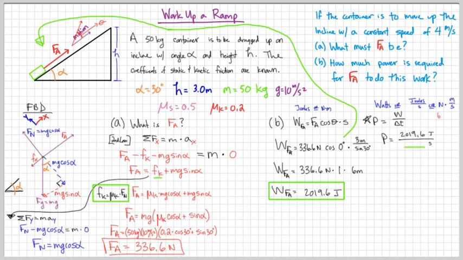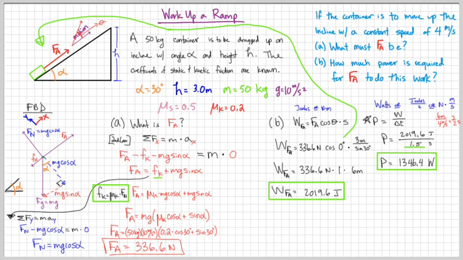Now we go over to look at the power. Work divided by time. I know the work, but I don't know the time. I do know the length, and I do know the speed. So because I know a distance and a speed, I can find the time, which is 1.5 seconds, or 3/2 seconds. Substituting that in, I can find the power required for the applied force.